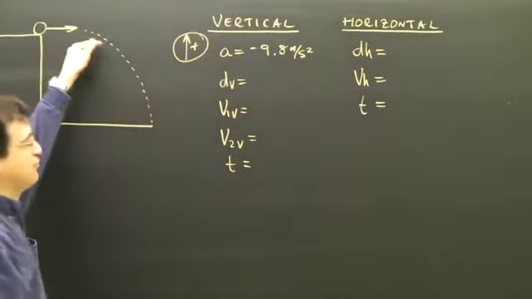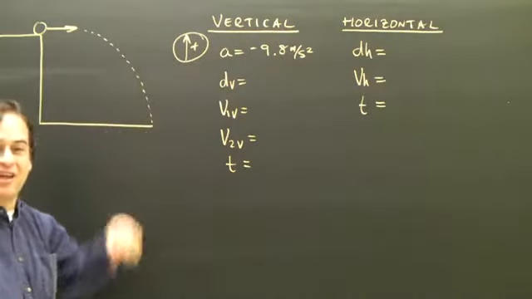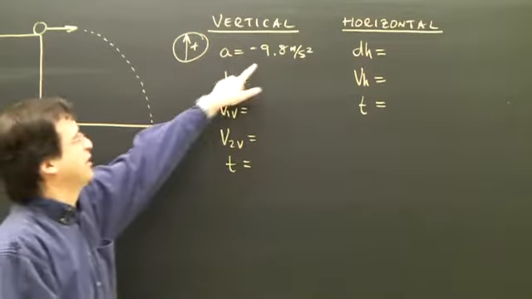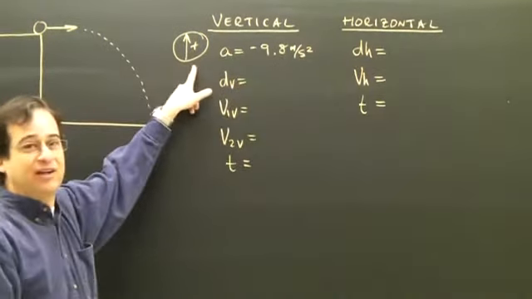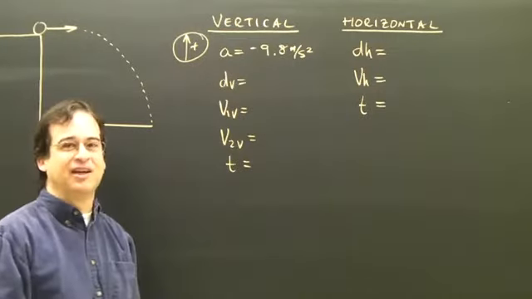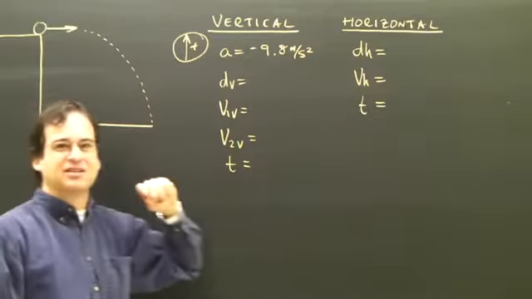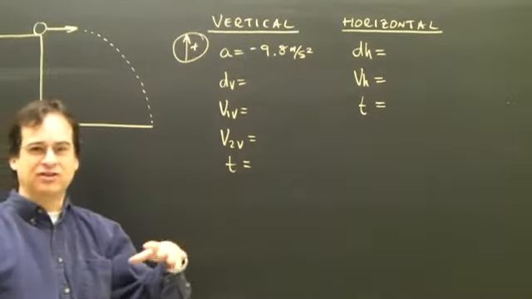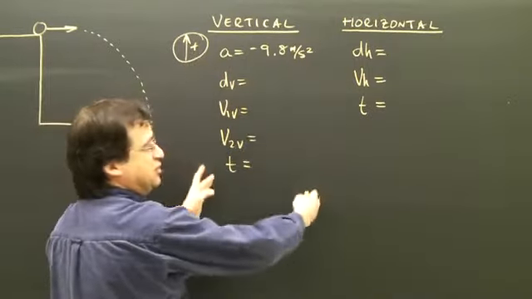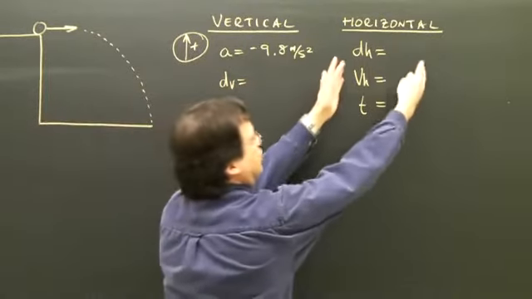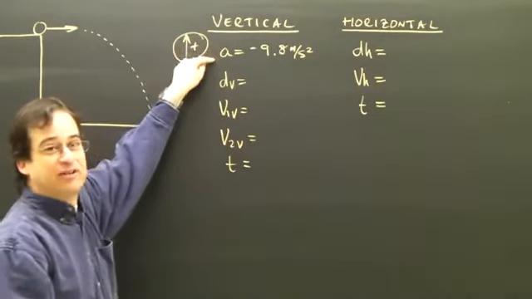When it comes to the vertical direction, the projectile is accelerating down just like any other object. So its acceleration is 9.8 meters per second squared down, and since I've defined up as positive, that's why I get that negative. Since I'm going to think of this projectile's motion as having a horizontal velocity and a vertical velocity, I put all the vertical information here and all the horizontal information here. In the vertical, I've got acceleration.